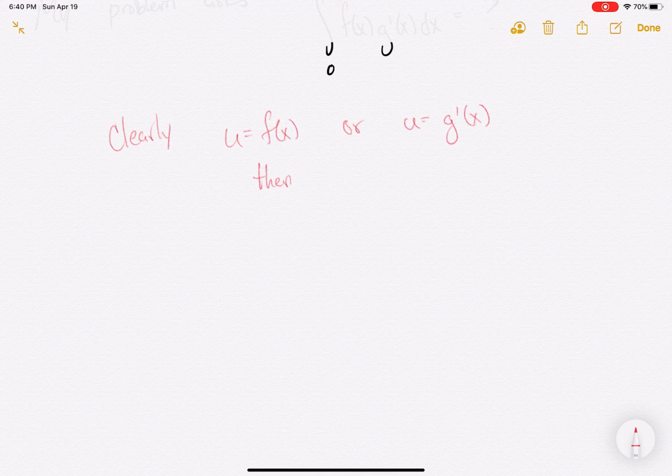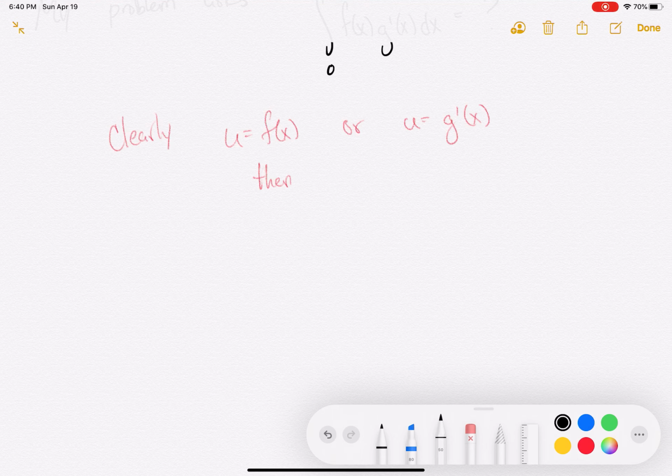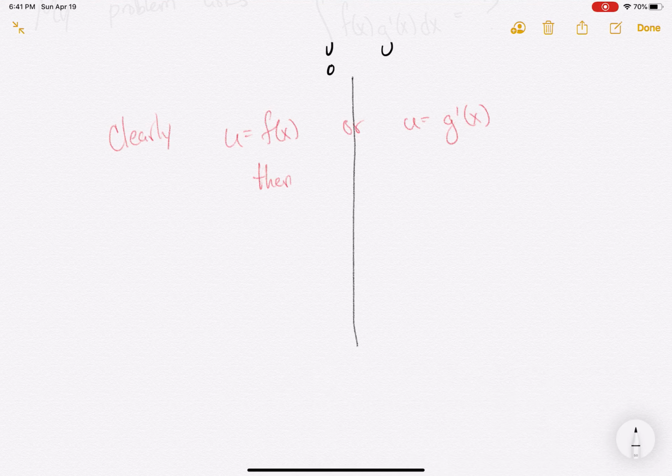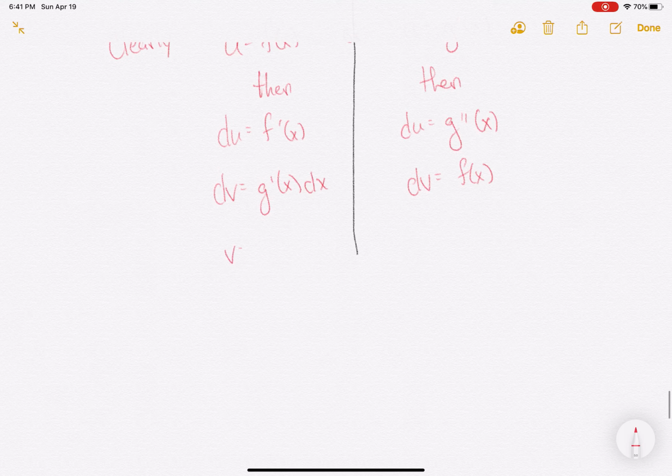so I'm going to separate this here. If u equals f of x, then du equals f prime of x. dv equals g prime of x dx. And over here, if u equals g prime of x, then du equals g double prime of x, and dv equals f of x. So what would that make v in this case? V in this case would be g of x, and v in this case would be the integral of f of x dx.